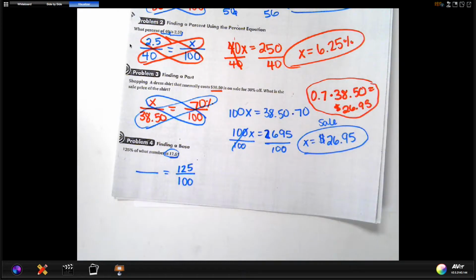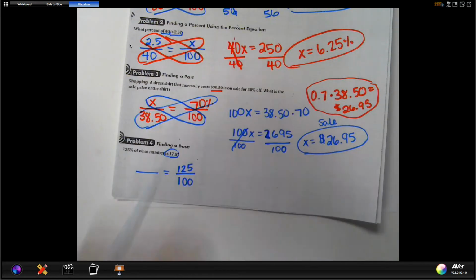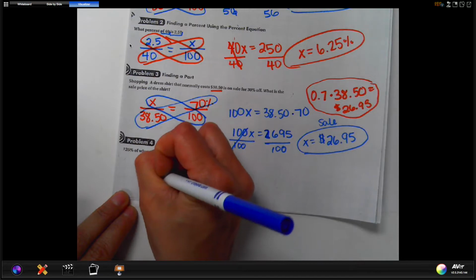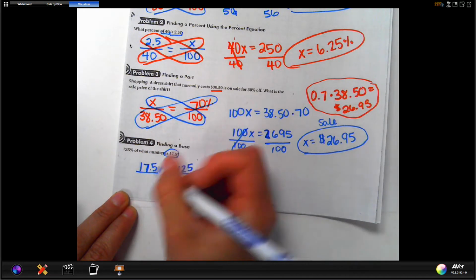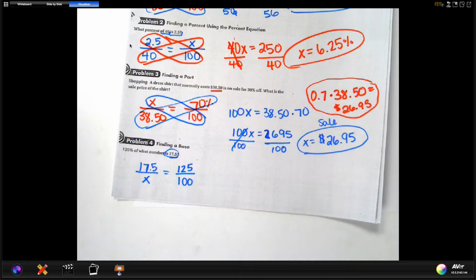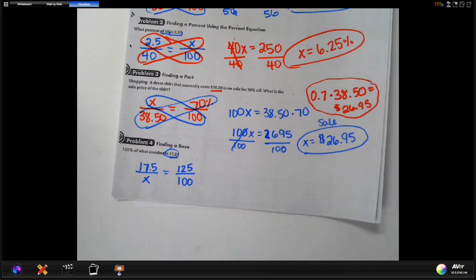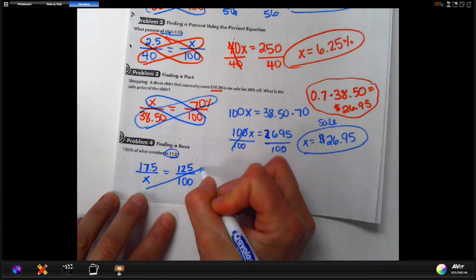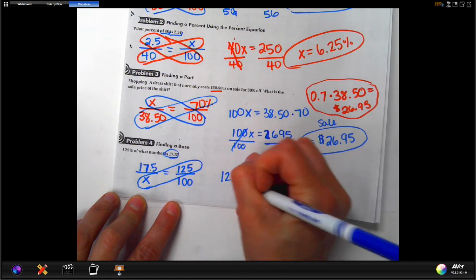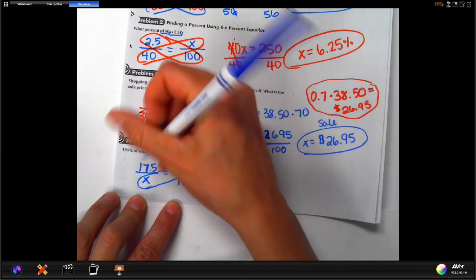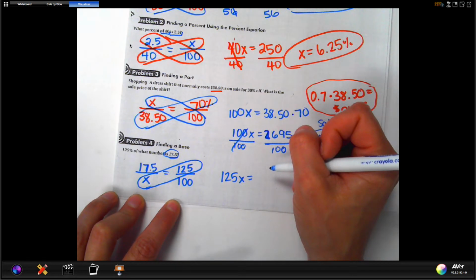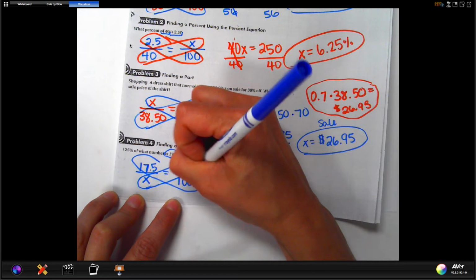That's your hint, right? So if you use our cheat, where is the is? On the top. And that's the part, right? So 17.5 goes here. And the x would go at the bottom of there, okay? We're looking for the whole. 125% of what number is 17.5? Okay, cross multiply. X times 125. That one's easy. And then the other side is 17.5 times 100, right? What is that? 1,750.